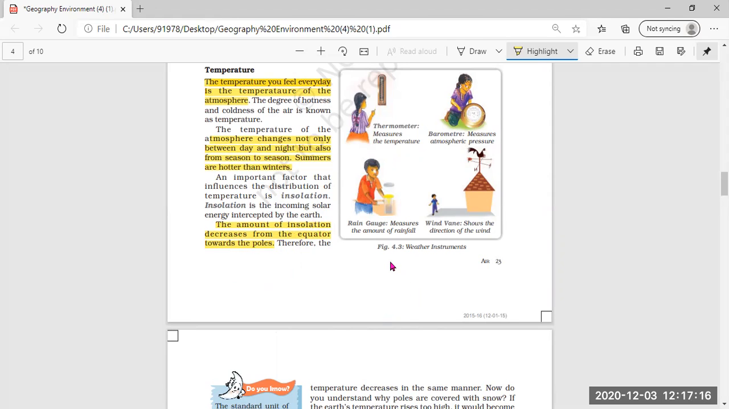The insolation, the heat of the sun, towards the pole will decrease and it will become colder and colder.